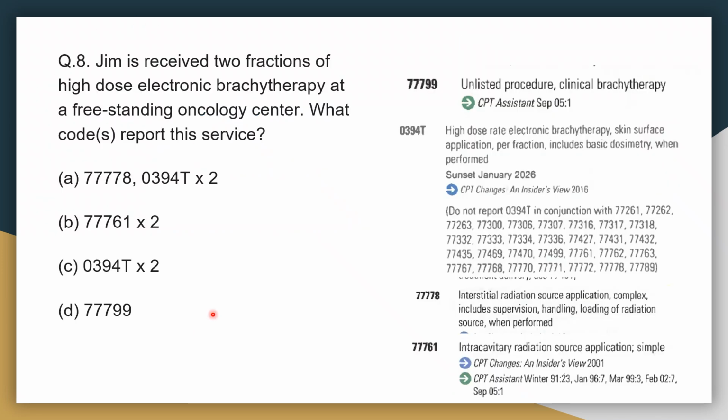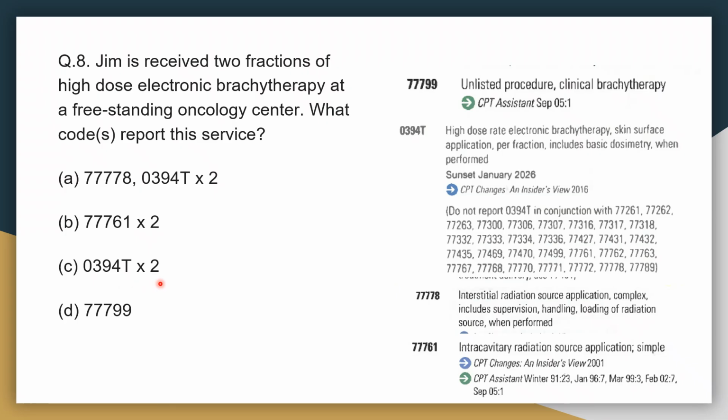Now, let us take a question on brachytherapy. Jim received two fractions of high dose electronic brachytherapy at a freestanding oncology center. What code reports this service? And we have these options. So let us look at all the options. 77799, it is an unlisted procedure, clinical brachytherapy.